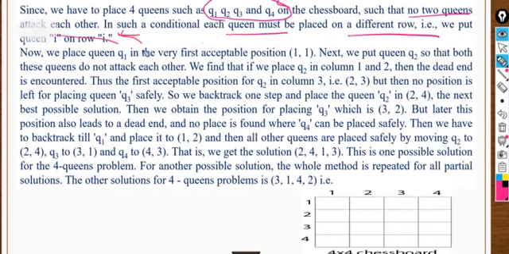So first we have to decide the different rows, and we have taken the chessboard of 4 by 4 here. So q1 is the very first acceptable position. We can also understand this particular thing with the help of a diagram, the state space tree also. So if I take q1 here, I'm giving you a rough sketch.